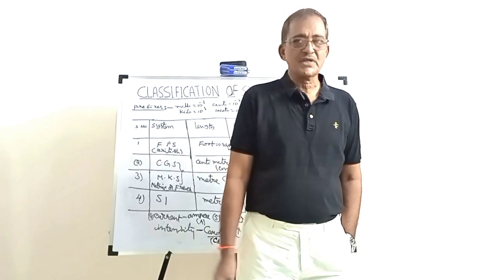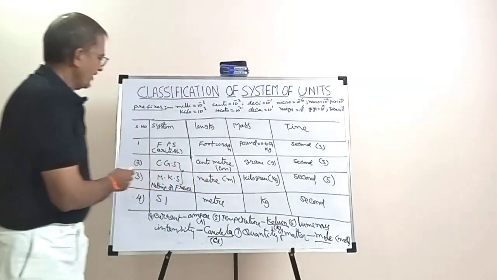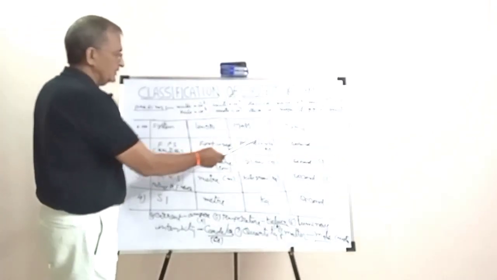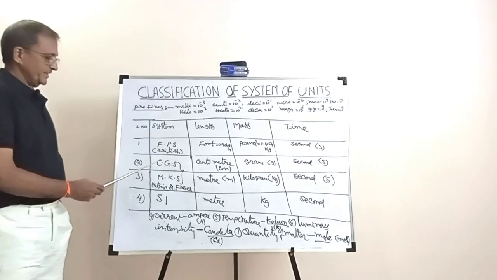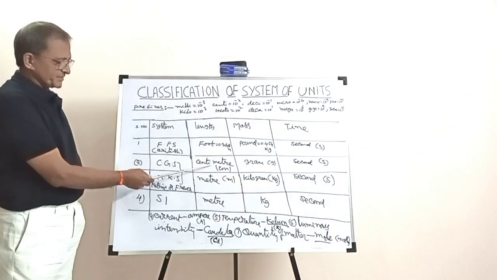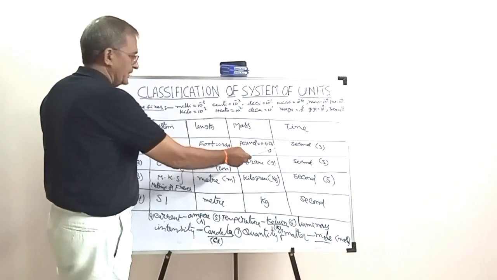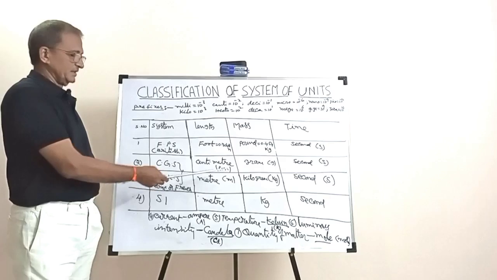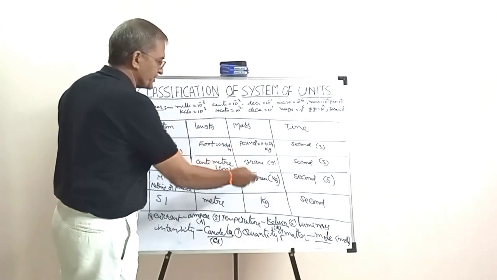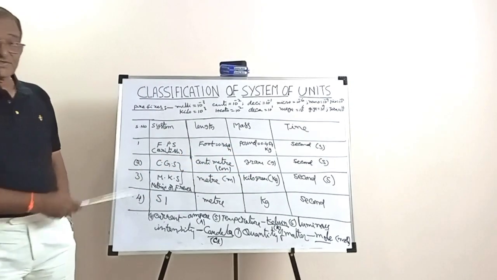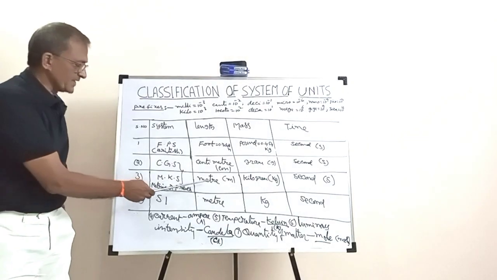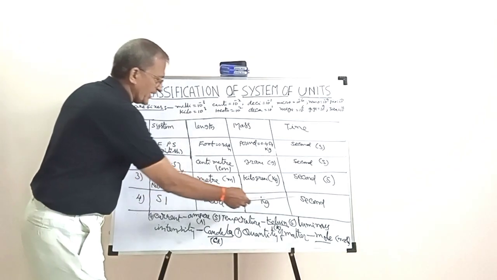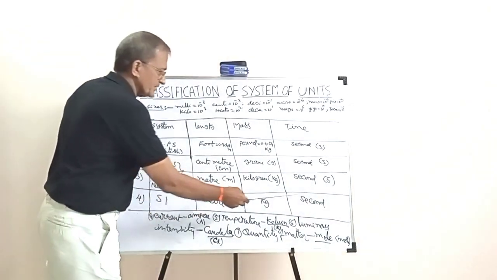And the units in those systems are, in FPS system, the length is measured in foot, mass is measured in pound, time is measured in second. In CGS system, length is measured in centimeter, mass in gram, and time in second. In MKS system, length is measured in meter, mass in kilogram, time in second. But the standard SI system includes this MKS system. That's why the 3 quantities' units are the same as in MKS system: meter, kilogram, second.